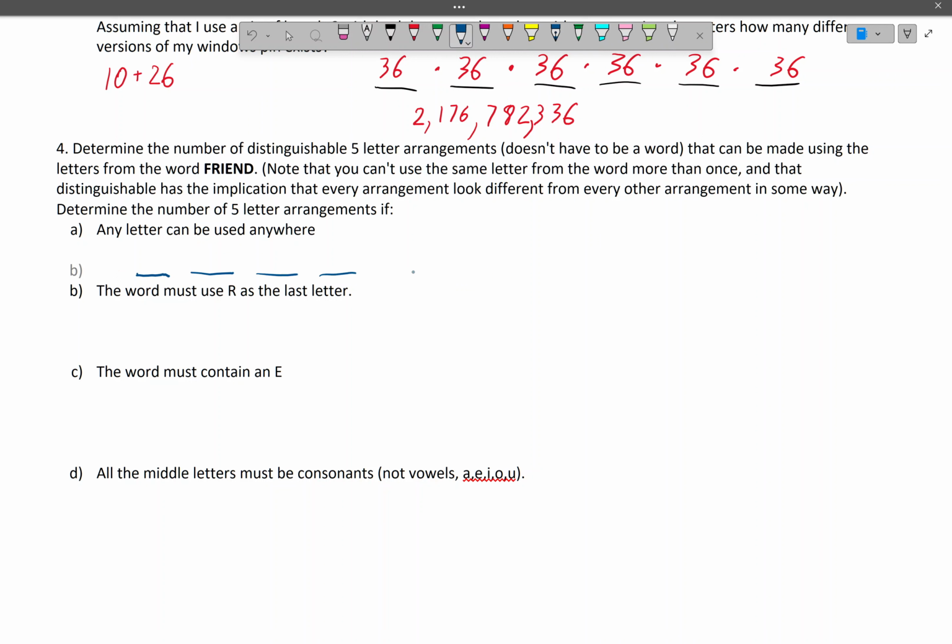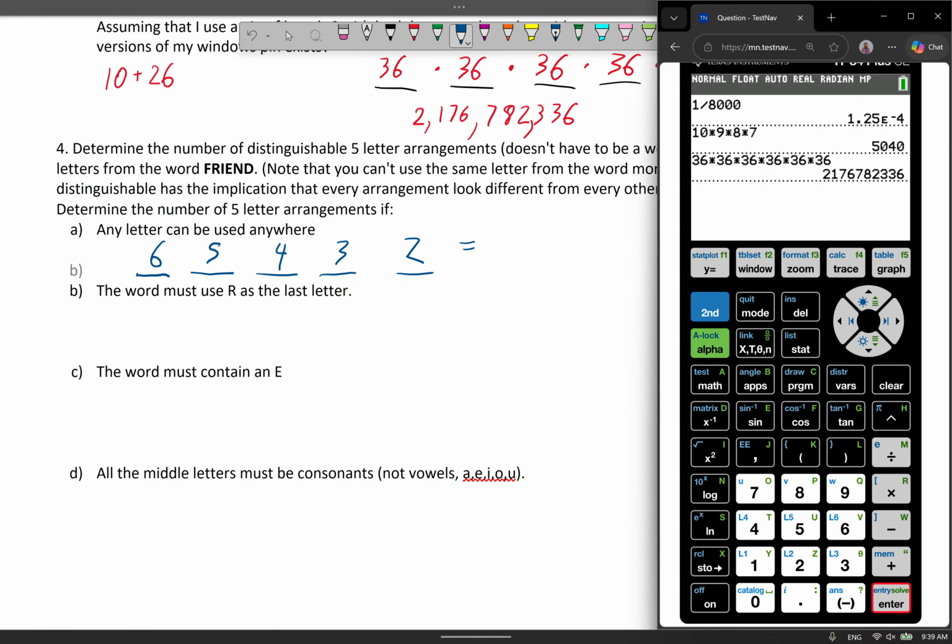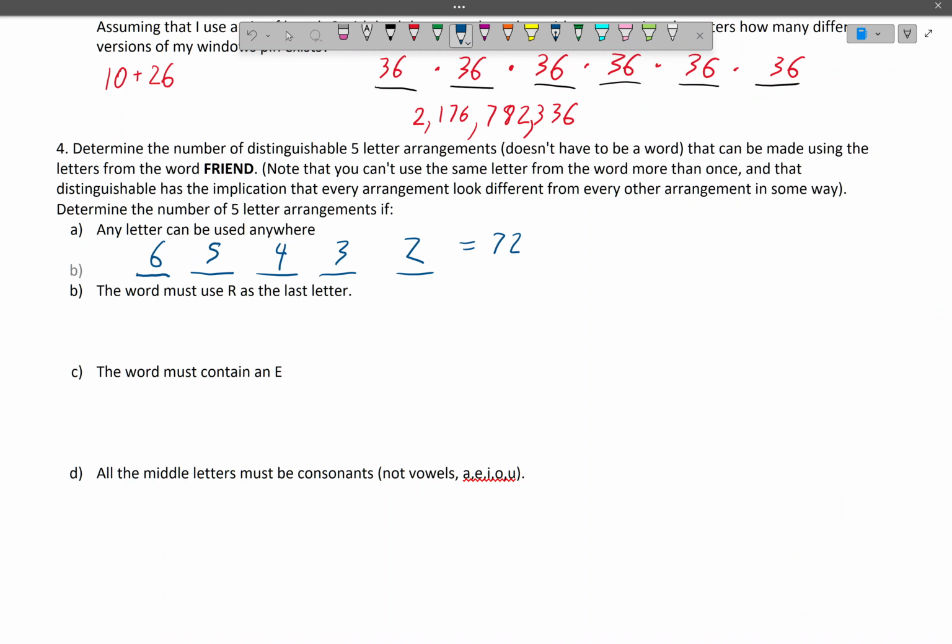So 1, 2, 3, 4, 5. How many options are there? 1, 2, 3, 4, 5, 6. So 6 options. But once you've used a letter, you can't reuse it. So now there's 5 options, 4 options, 3, 2 options. So putting that all together, we can just go ahead and type this in. 6, 5, 4, 3, 2, and we get 720.